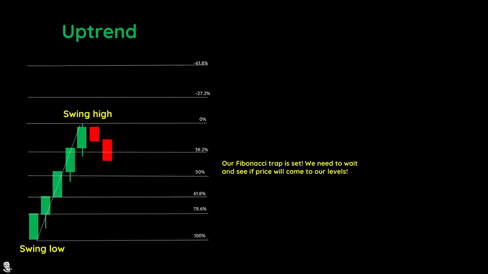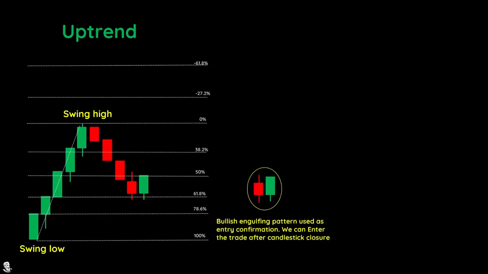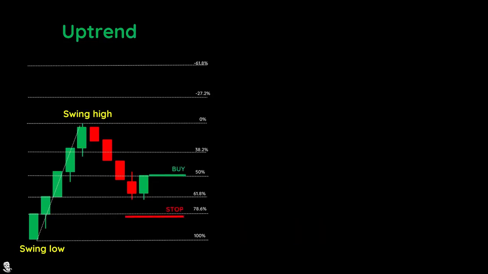We need to wait and see if price will come to our levels. After some waiting, we see the retracement is potentially over. We can see some weak rejections which confirm the bounce from the 61.8%, which acts like a support. After the bullish engulfing pattern is formed, we can use this as an entry confirmation. Potential entry is after the candlestick closure and our stop loss could be below the 78.6 retracement. For the take profit targets, we can use the -27.2 and the -61.8 projections.